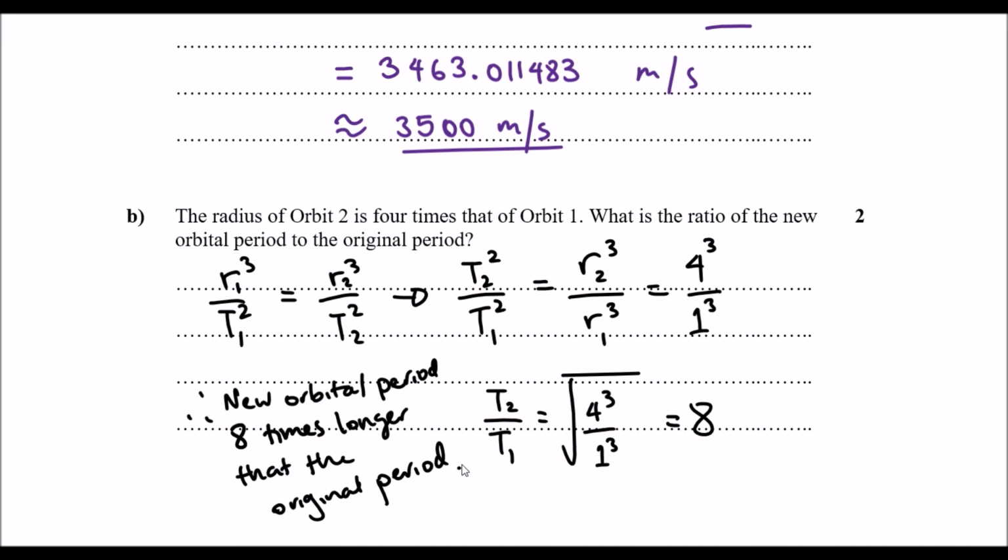So you can see question 1 was a substitution problem, and then question 2 was about using ratios to develop and derive some relationships. It's a lovely question, and it tests you on a variety of skills.